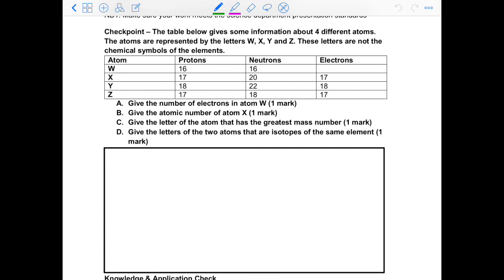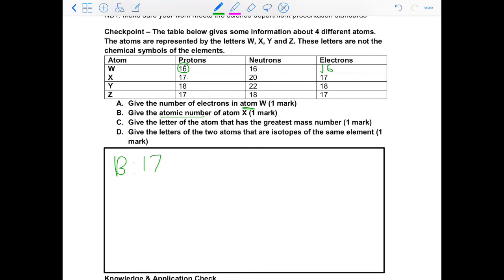So starting with A, give the number of electrons in atom W. Atom W doesn't actually stand for something, it's just a placeholder they put. So if we know it has 16 protons, it must also have 16 electrons because it is an atom. Give the atomic number for atom X. We know that the atomic number is equal to the number of protons. So X has 17 protons. So question B, the answer is 17.